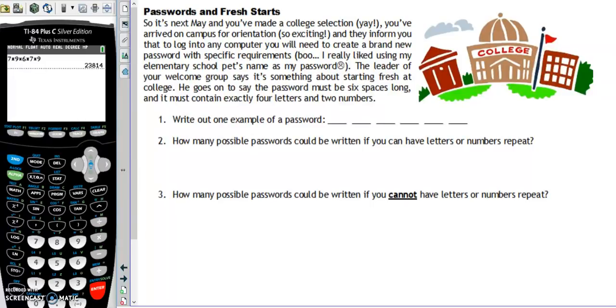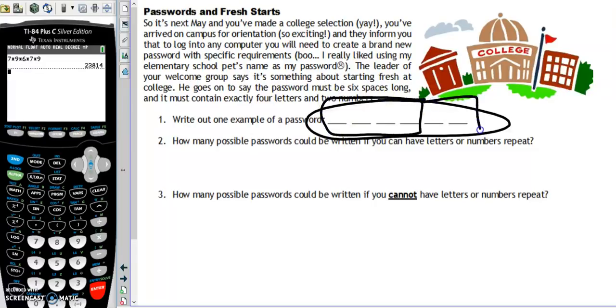So now, let's pretend we fast forward to the college selection process or whatever. You've arrived on campus. They inform you that you need to log into your computer and you need to create a brand new password with specific requirements. And the leader of your group says that your password is going to be 6 spaces long and it must contain 4 letters and 2 numbers. If it goes in that order, 4 letters and 2 numbers, go ahead and write down any password. This could obviously change. But if the first 4 are letters and the last 2 are numbers, the likelihood of anyone in this class having the exact same password is very slim.